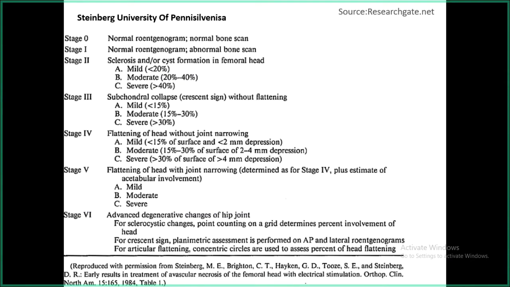In stage 5, there is flattening of the head with joint narrowing, which is determined as for stage 4 plus an estimate of the acetabular involvement, which is again mild, moderate or severe. And stage 6 is the advanced stage with sclerotic changes. Point counting on a grid determines percent involvement of the head. For the crescent sign, planimetric assessment is performed on AP and lateral radiographs, and for articular flattening, crescentic circles are used to assess the percent of the head flattening.